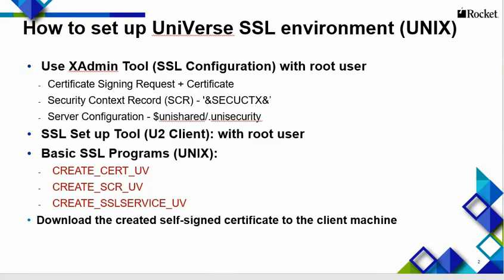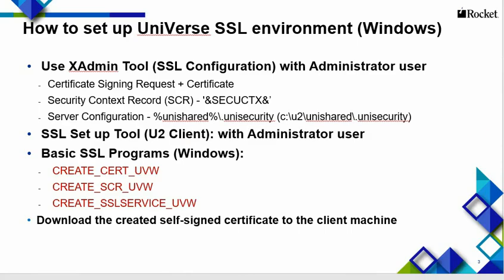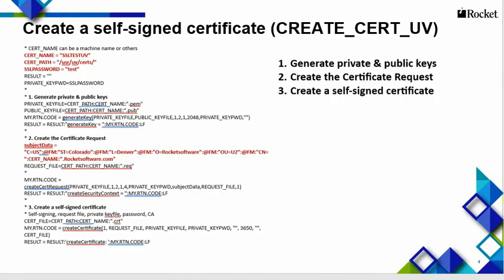After you create a self-signed certificate, you need to download the self-signed certificate to your client machine. The Windows environment is very similar, but some parameters need to be updated for Windows. So here's the guideline for the BASIC program.